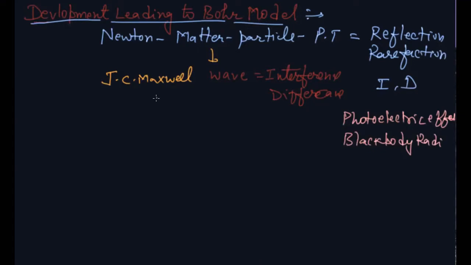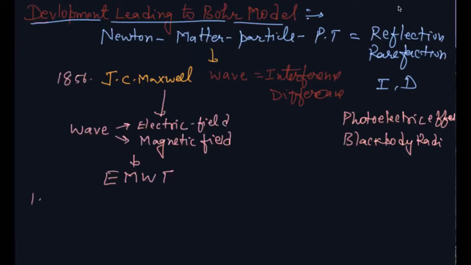So, whenever J.C. Maxwell, then after that, the wave is attached with the electric and magnetic field both. On the behalf of this one, J.C. Maxwell in 1856 has given the electromagnetic wave theory.